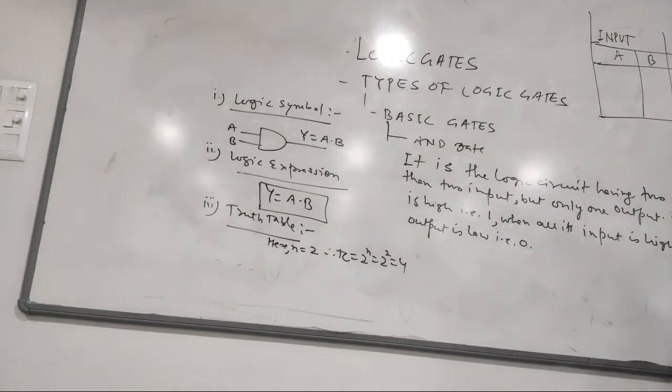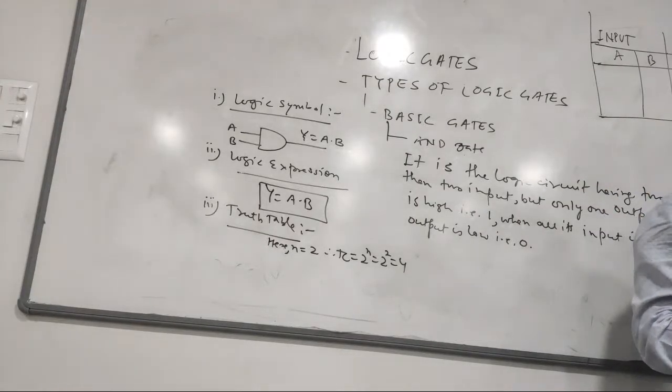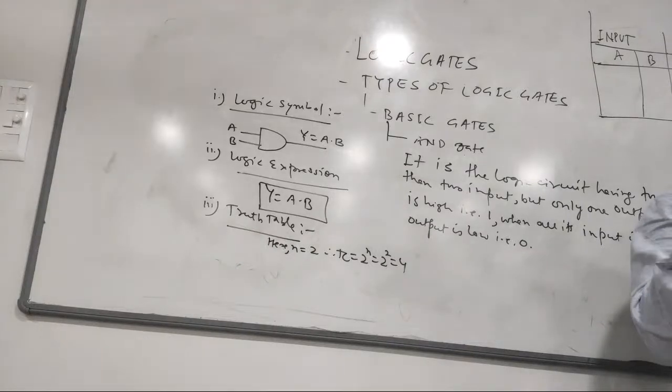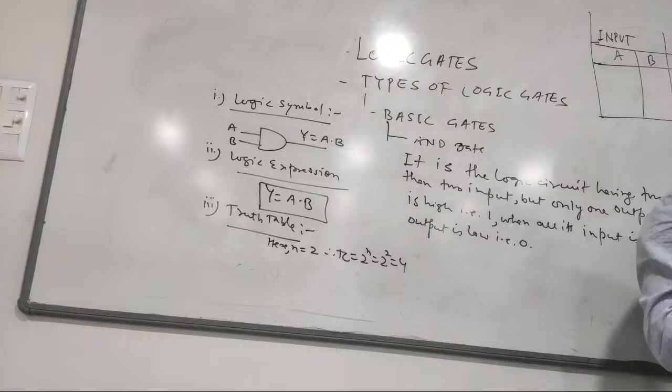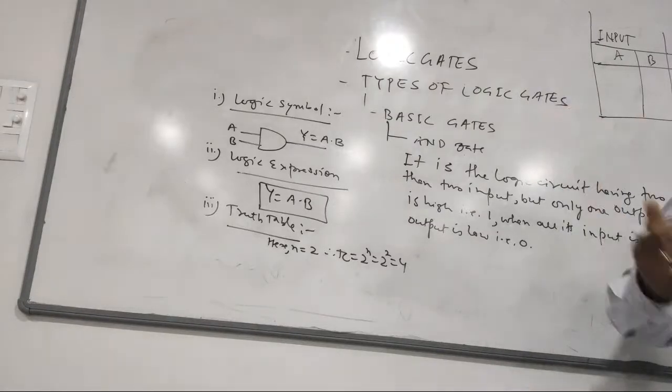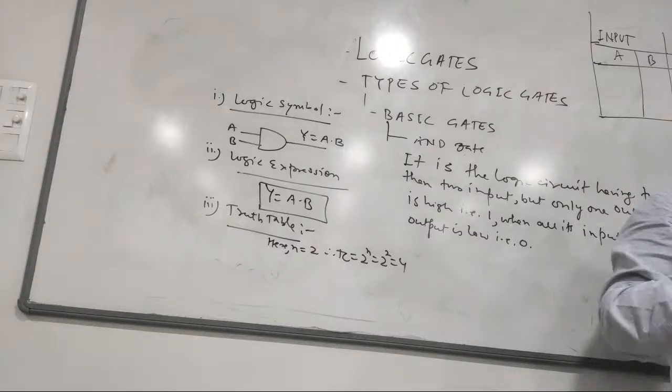You already have the concept that we are working on the basis of the binary number system. In that number system, only 2 digits are available, 0 and 1. So we don't care about any digit other than 0 and 1. We use only 0 and 1 in a truth table. 0 is the representation for low, and 1 is the representation for high.